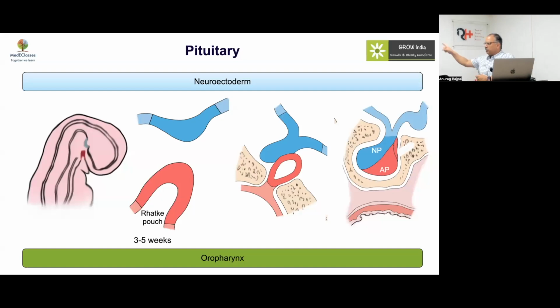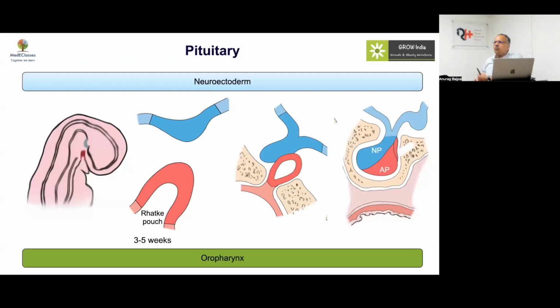The other very interesting thing when you're talking about anterior and posterior pituitary is that suppose you have a pituitary lesion. I'm not talking about a vascular insult. Suppose your pituitary is completely destroyed. Still DI doesn't happen. Why?